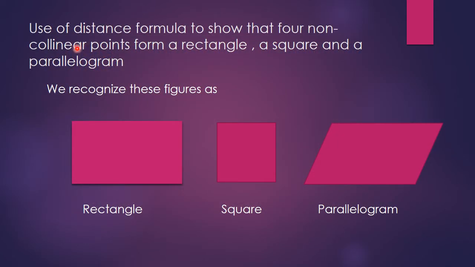Today we are going to discuss the use of distance formula to show that the given 4 non-collinear points form a rectangle, a square, or a parallelogram. We recognize these figures as rectangle, square, and parallelogram. We are going to discuss these figures one by one using distance formula.